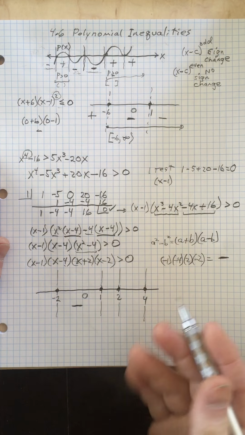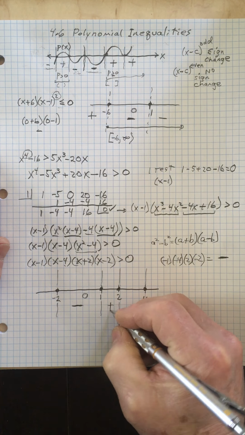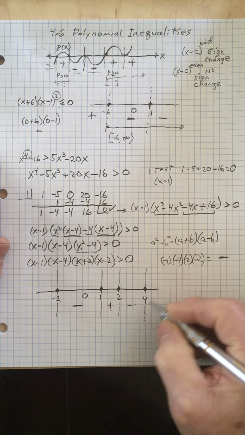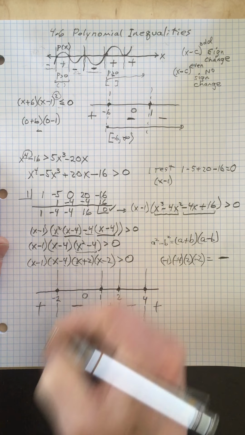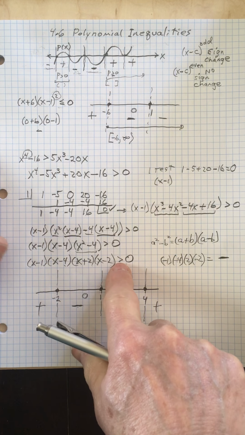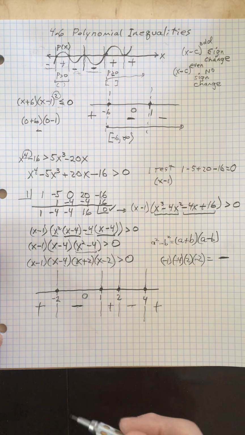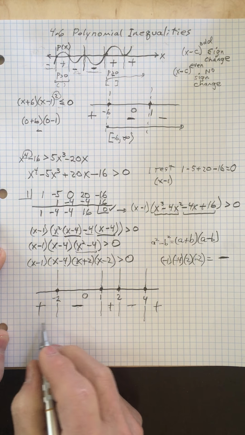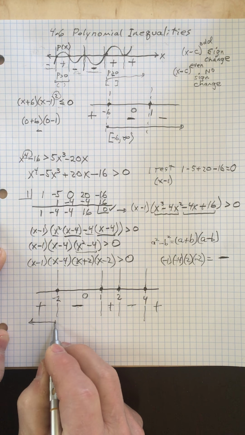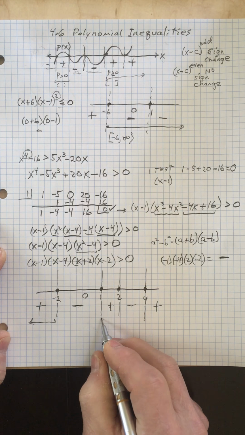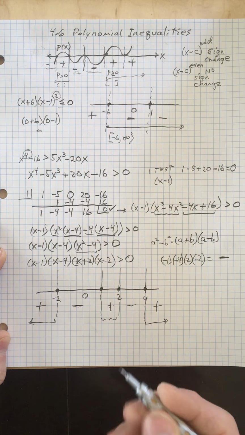So since we know it changes every time we go through a root, it's going to go from a minus to a plus, from a plus to a minus, from a minus to a plus. I need to be greater than 0. That means I got to be positive. So I'm going to be wanting that interval, this interval, and this interval. So all I got to do is write that out.